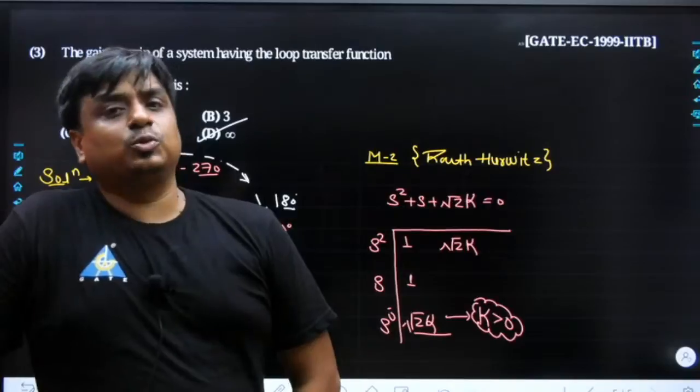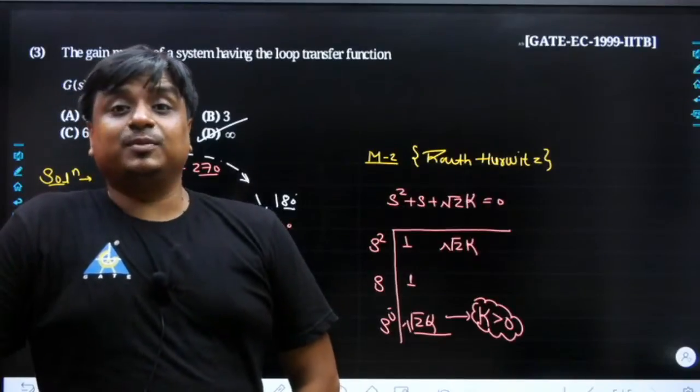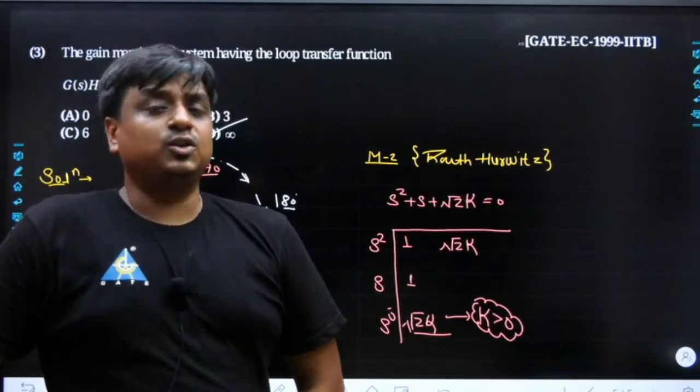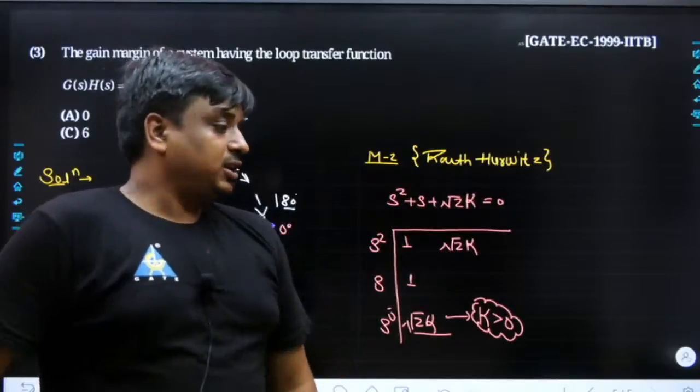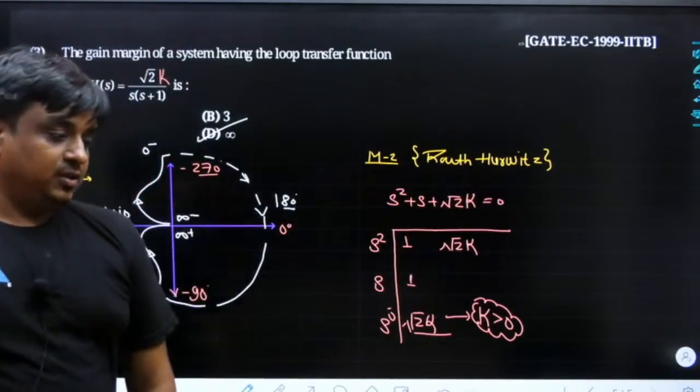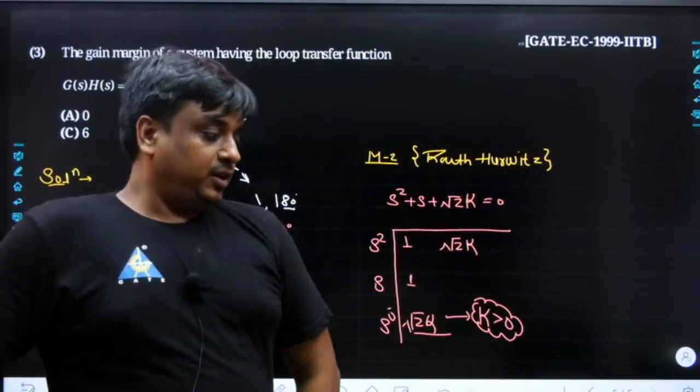So may I know what could be the margin in k? There is a tremendous margin in k. Whatever value of k you want to take, you can take. Put together, the gain margin is simply going to be infinity.